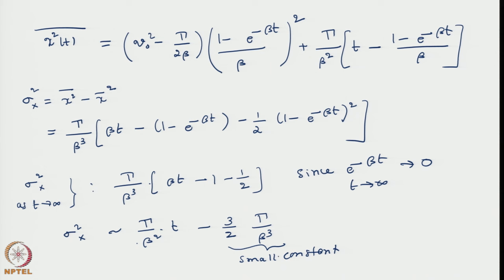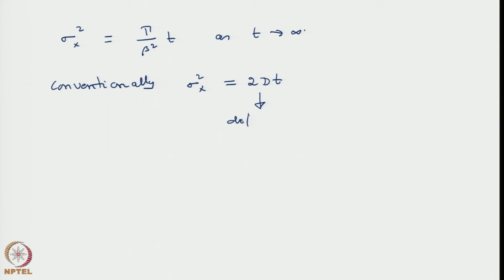So, as we move to larger and larger times, the second constant is just a displacement, it is a small shift value. We can neglect that, and sigma square x can be written in transparent form as going as gamma by beta square t as t tends to infinity, which basically now helps us to find an expression for the diffusion coefficient. Conventionally, the mean square displacement, we know that sigma square of x is written as twice D into t, where D is diffusion coefficient. We did not have any theory for it, we merely postulated a diffusion coefficient.